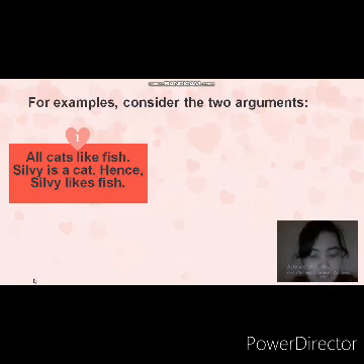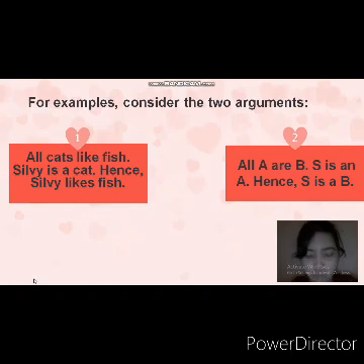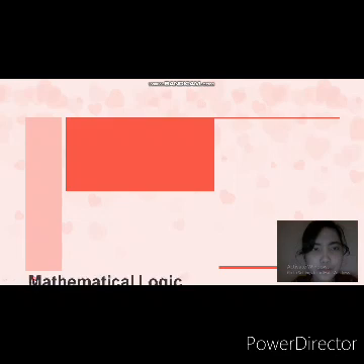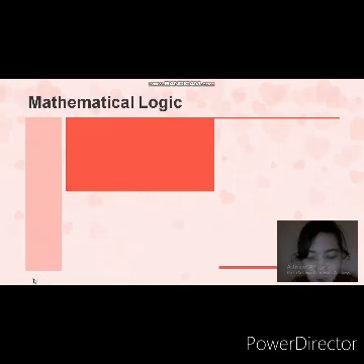1. All cats like fish. Sylvie is a cat. Hence, Sylvie likes fish. 2. All A are B. S is an A. Hence, S is a B. The truth or falsity of the particular premises and conclusions is of no concern to logicians. They want to know only whether the premises imply the conclusions.